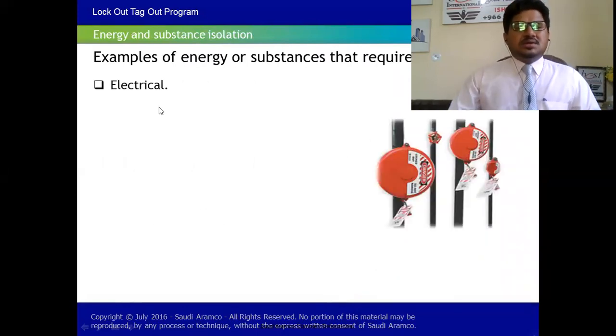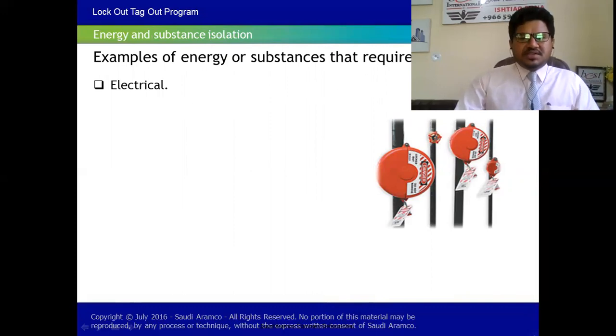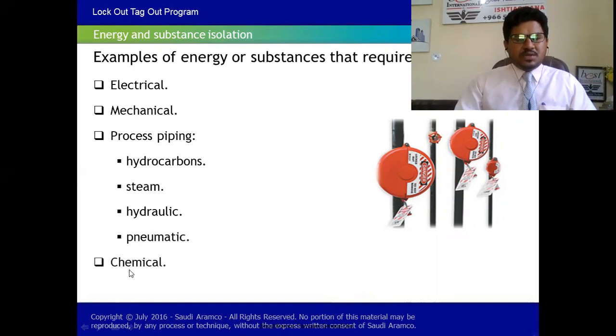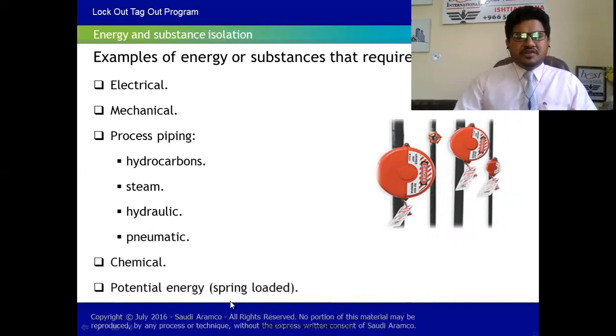So what are the examples of energy or substation that require isolation? Remember, there are several energy types. Let's talk about electrical, mechanical, process piping could be there. Process piping means within that maybe hydrocarbons, steam, hydraulic, or maybe pneumatic as well. Chemical, and potential energy means spring loaded.